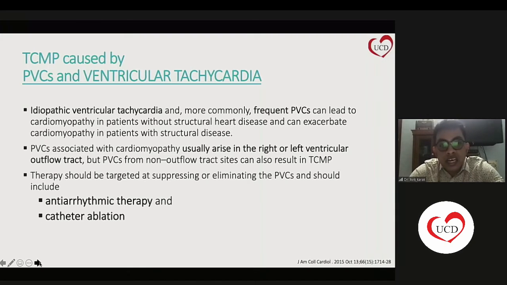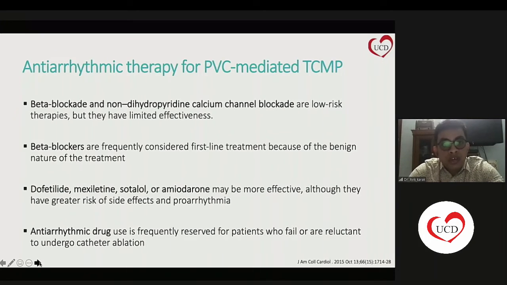Therapy should be targeted at either suppressing or eliminating the PVCs, either by antiarrhythmic therapy or by catheter ablation. Beta blockers and non-dihydropyridine calcium channel blockers are low-risk therapies but have limited effectiveness. Dofetilide, mexiletine, sotalol, or amiodarone may be more effective, although they have greater risk of side effects and proarrhythmia. Antiarrhythmic drug use is frequently reserved for patients who fail or are reluctant to undergo catheter ablation.